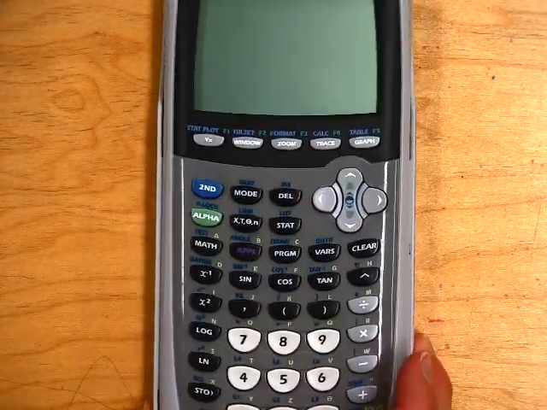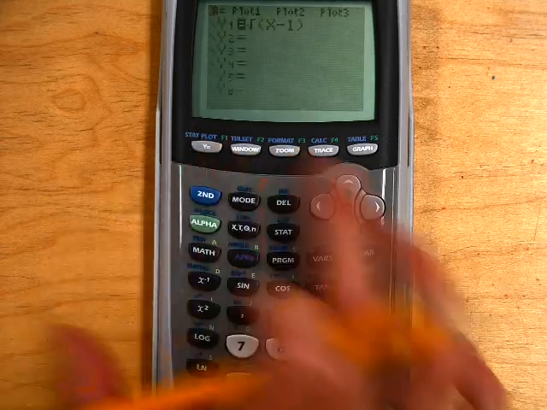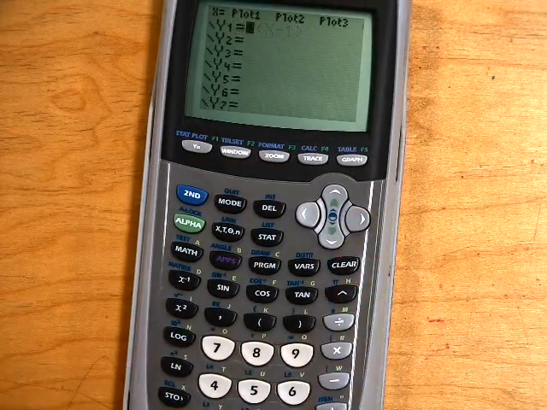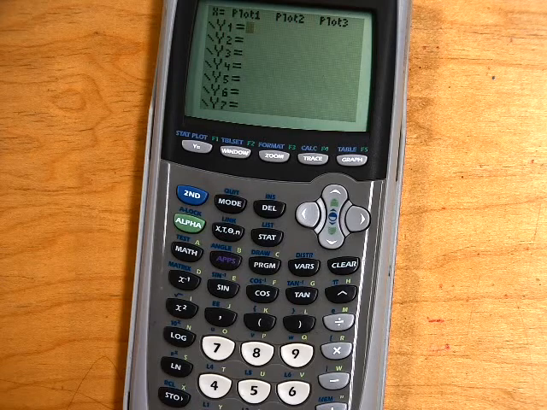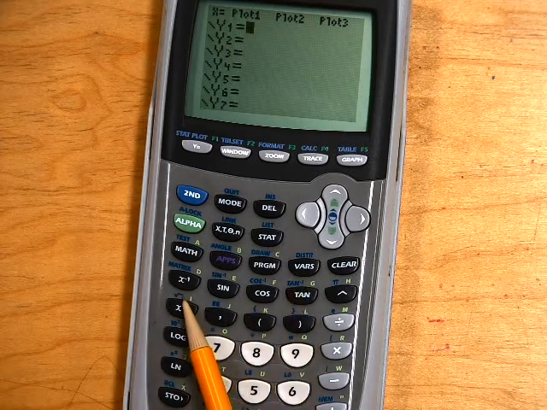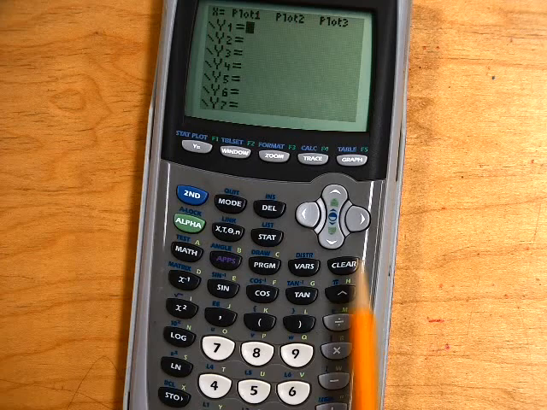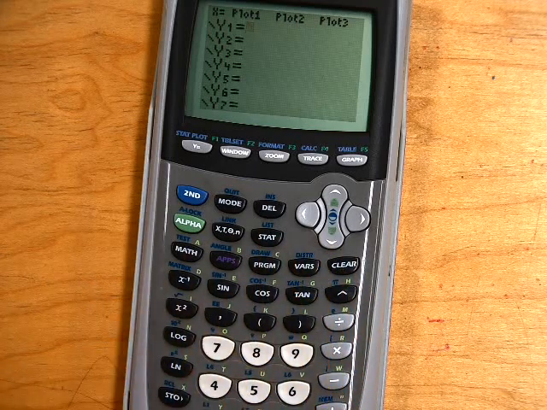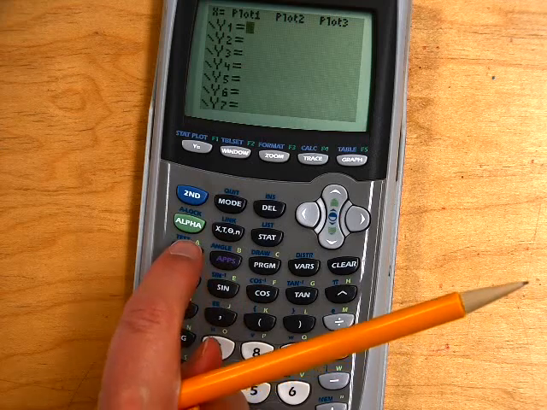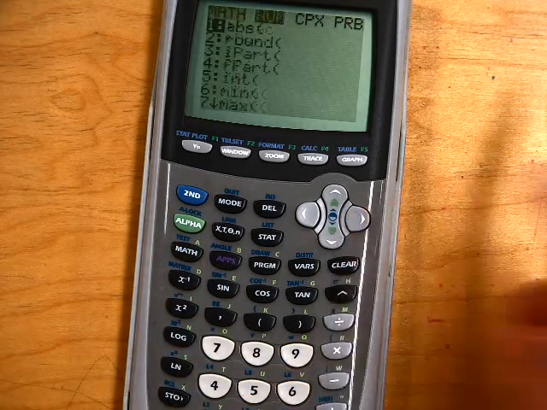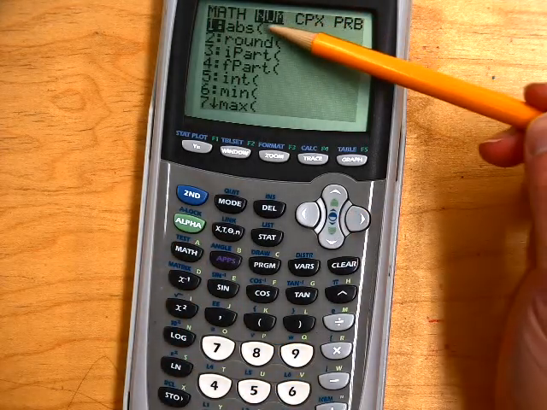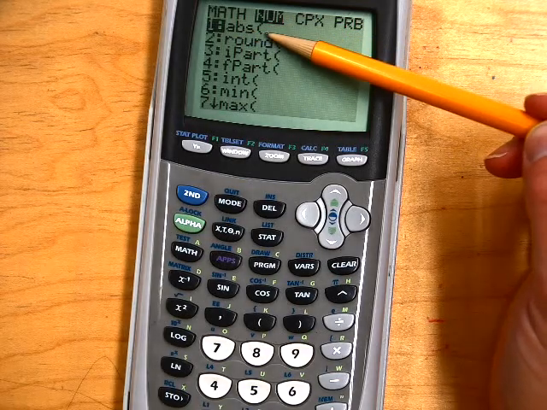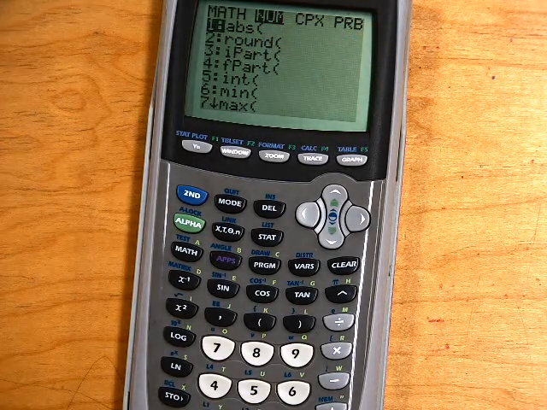Again, go to y equals on your calculator. If you have anything there, go ahead and clear it. Now, I need absolute value. I found the square root button a while ago, but if you look, there is no button for absolute value bars. So to get absolute value on your calculator, you actually have to hit Math, then go over to NUM, and then the first thing you see is ABS. That stands for absolute value.